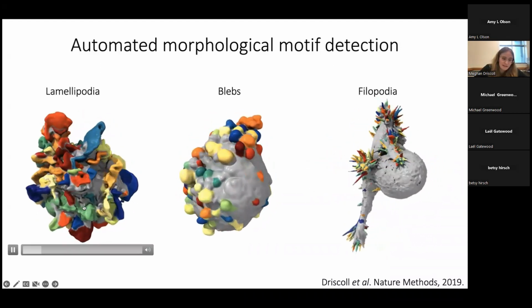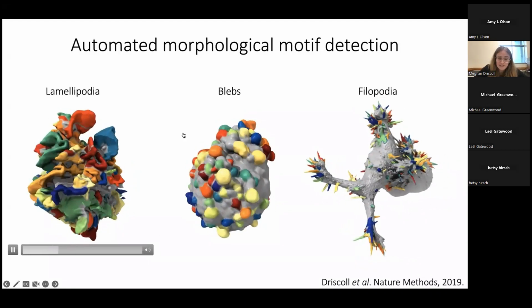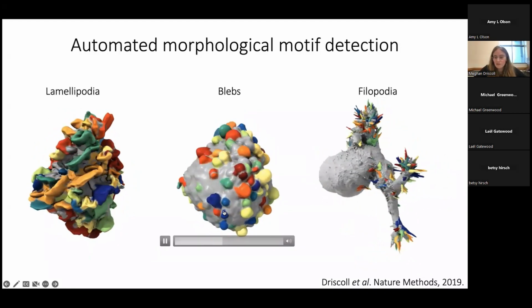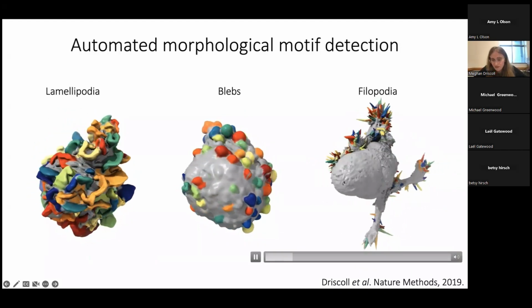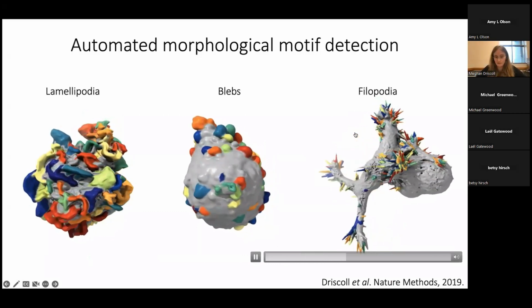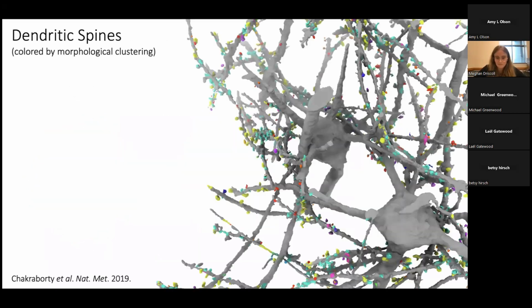These are, again, lamellipodia on a dendritic cell. These are blebs on a melanoma cell, and these are filopodia on our model for a lung cancer cell, right? And we can use it in other systems as well. These are dendritic spines. And here I also clustered the spines by shape. Right? This is a fluorescence microscopy image of spines, so they're sort of at the limit of resolution, but nonetheless, you can tell that the spines have different shapes. Okay.